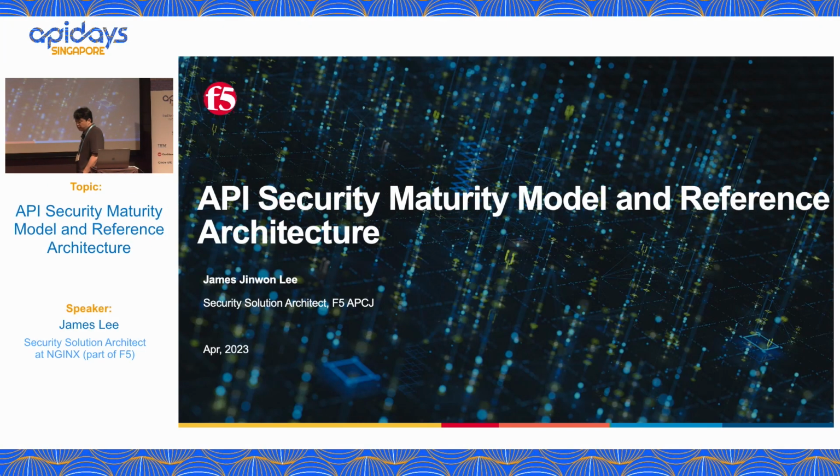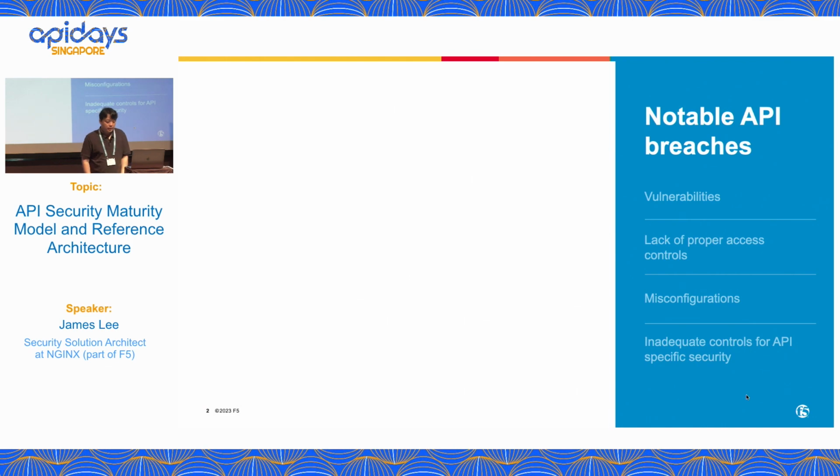So my today's topic is API security, maturity model, reference architecture. Why do I want to talk about this? API security is a big concern for most of them, because more and more organizations are using the modern application architecture using microservices.